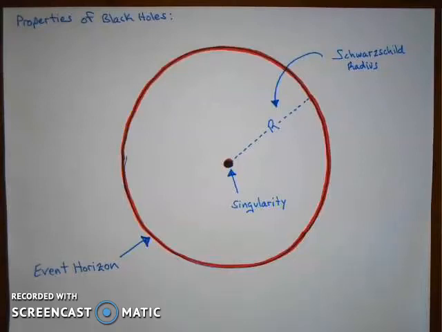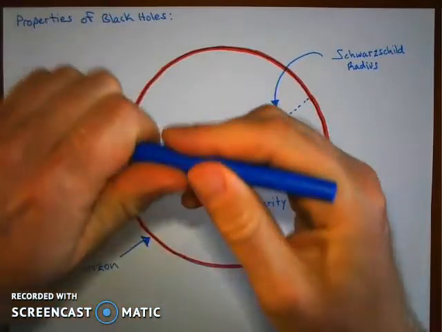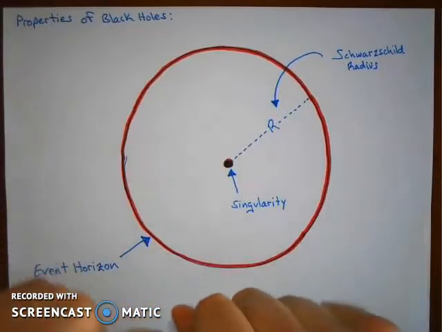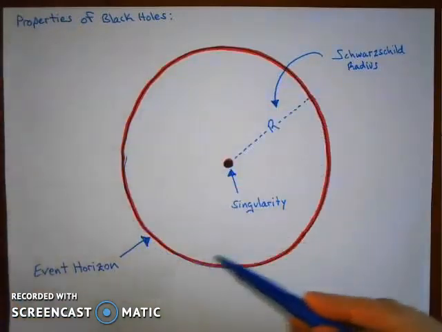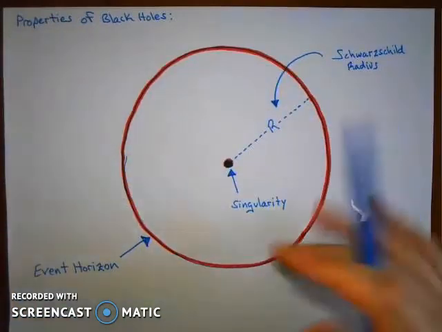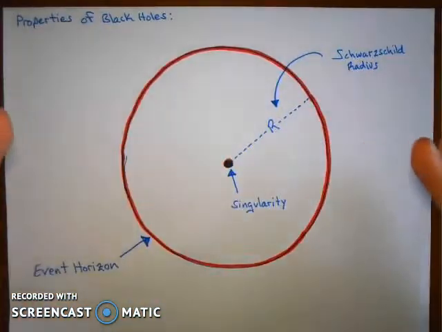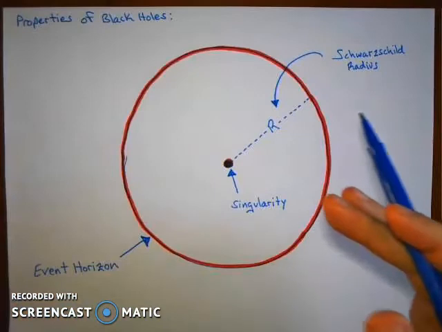All right, welcome. I know you guys have been studying black hole properties, and I wanted to just do a quick summary. So if you imagine this circle I've drawn is really a three-dimensional spherical shape, and it's a black hole. Here's what we know.